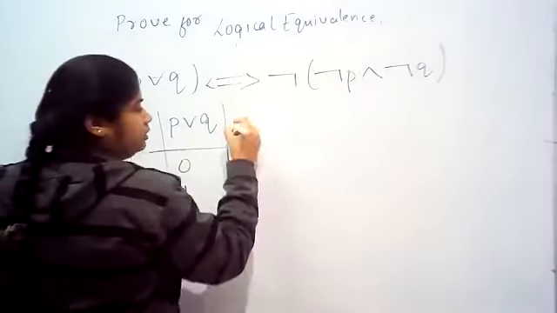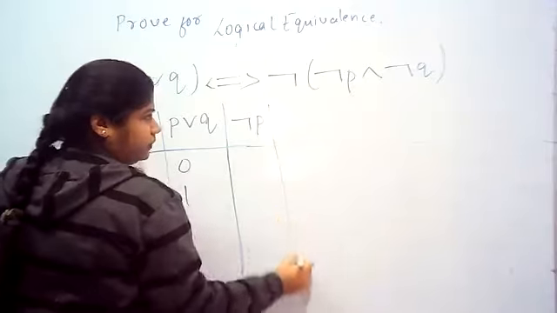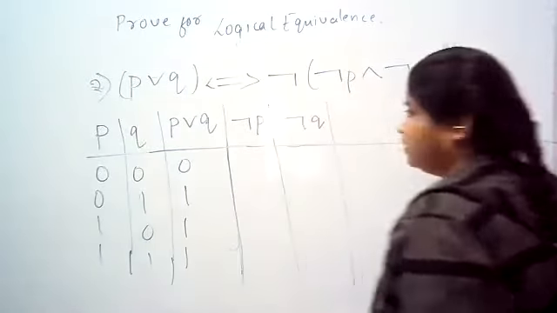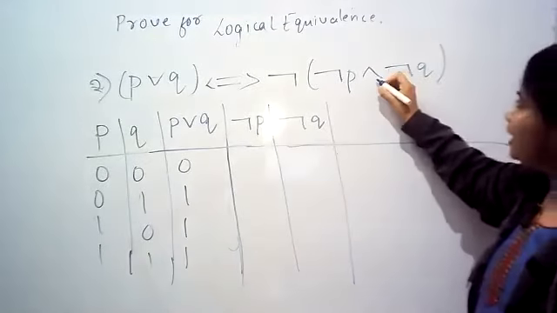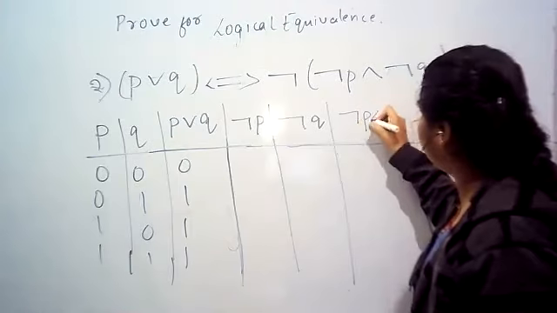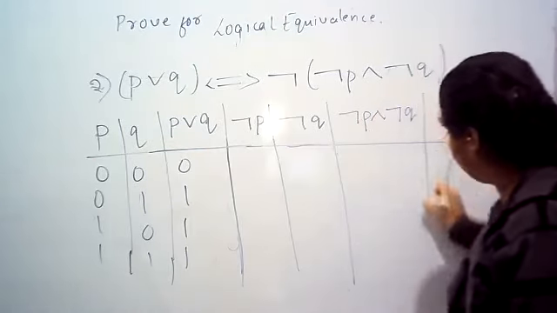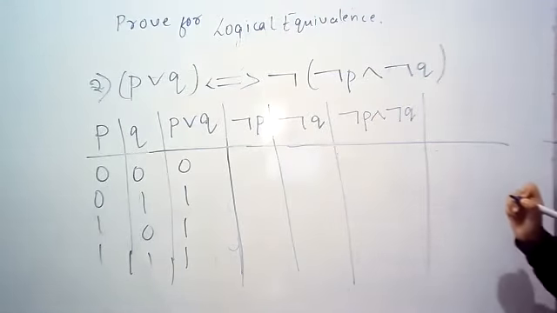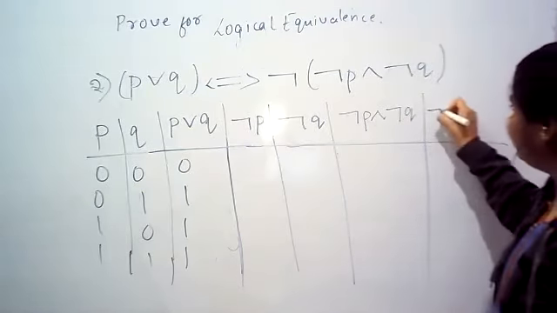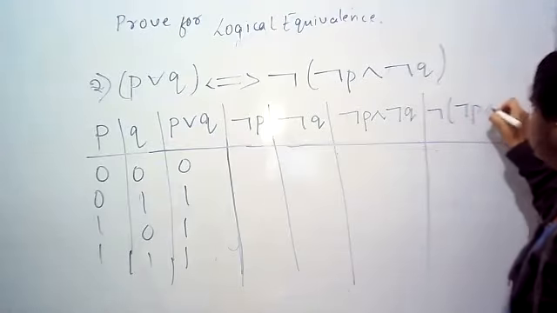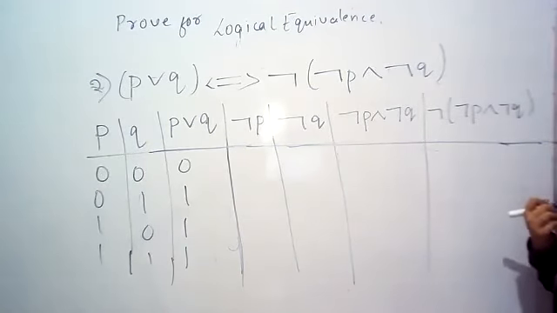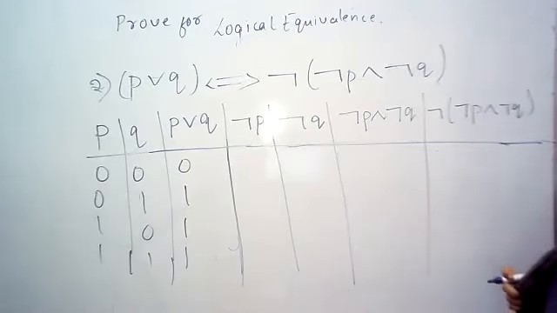First, I require negation P, then I require negation Q. Then what do I need to solve here? Negation P conjunction negation Q. Finally, whatever is the result, I need to negate. Negate of (negation P conjunction negation Q).